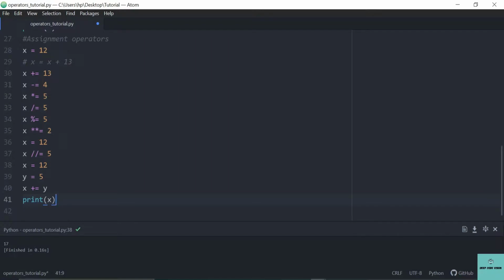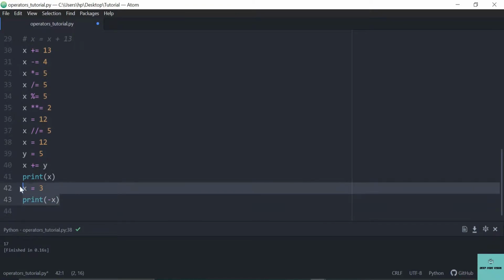Now unary operators, one of them is the unary minus operator, which is nothing but, so x equals 3, and if I write print minus x, that's the unary, so it becomes minus 3. That's pretty self-explanatory. Now if I would have written this, it would be plus 3. So that's called unary.